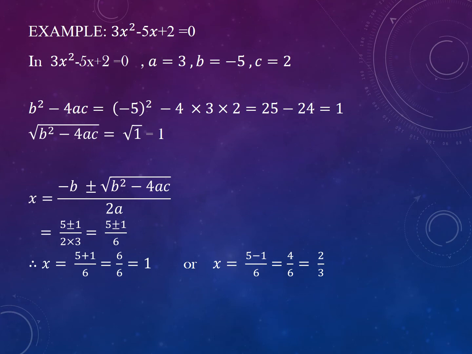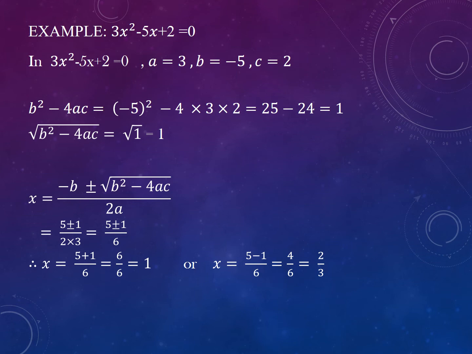Here let us see how to solve a quadratic equation with the help of quadratic formula. An example is given to you. 3x² - 5x + 2 = 0. We can easily see that the coefficient of x², that is a, is equal to 3. Coefficient of x, b, is -5 and the constant term is 2. Let us find the discriminant first. That means we need to find the value of b² - 4ac.